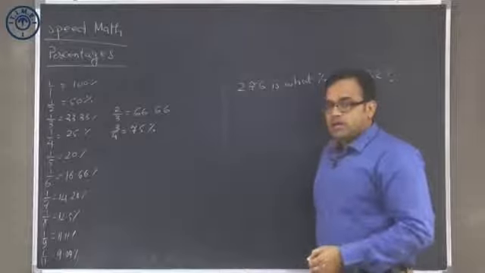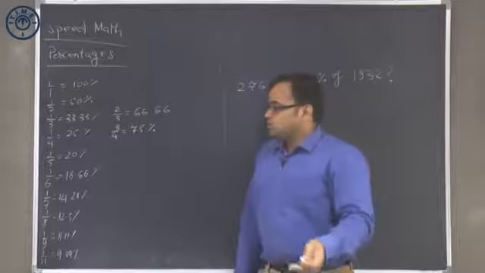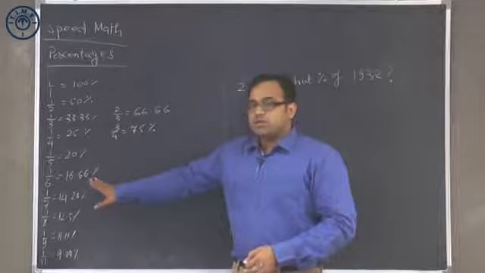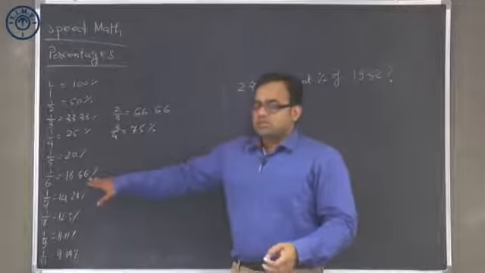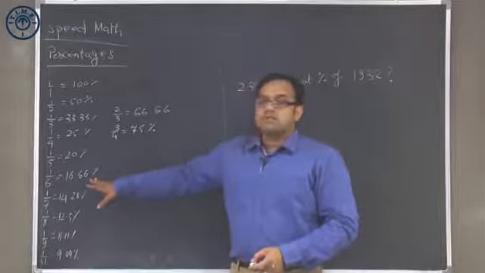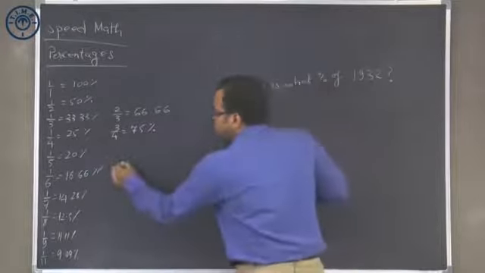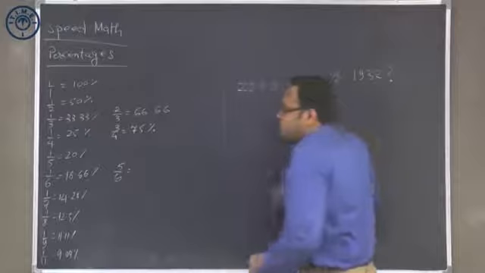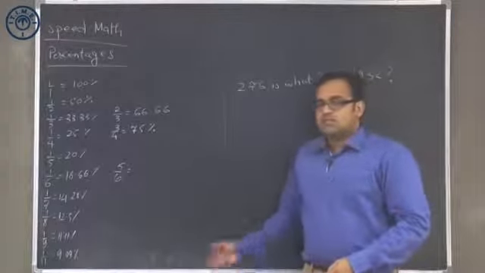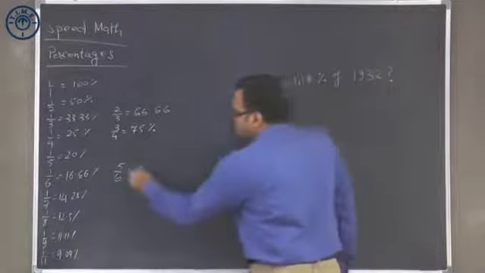1 upon 5 is 20, 2 upon 5 40, 3 upon 5 60, 20 40 60 80 100. So that's the multiplications of 5. 1 upon 6 is 16.66, 2 upon 6 is 1 by 3, that's 33.33, 3 upon 6 is 1 by 2, that's 50%, 4 upon 6 is 2 upon 3, which is 66.66, 5 upon 6. 5 upon 6 will be 1 minus 1 upon 6. 1 minus 1 upon 6 is nothing but 100% minus 16.66%, that will be 83.33%.